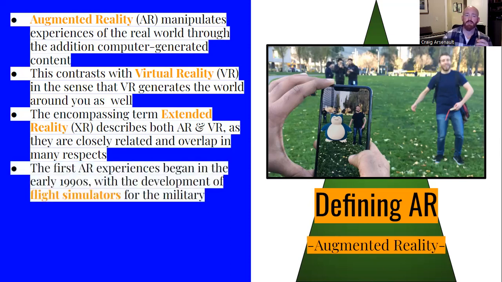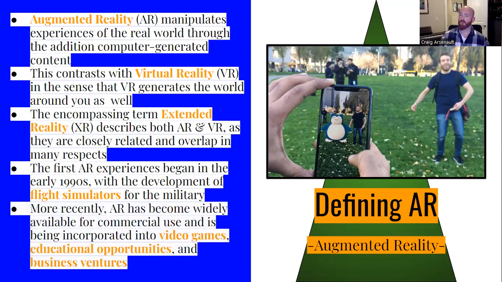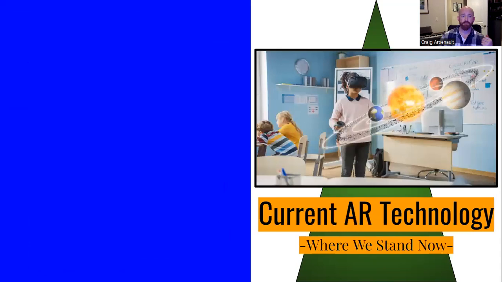The first AR experiences began in the early 90s with the development of flight simulators for the military. We've seen those. You have the headset on, you're seated in a cockpit, you have your handles here, and as you move them down, the screen shifts so that it looks like it's responding to your use of the console. This has helped military train people to fly for many years at this point. More recently, though, AR has become widely available for commercial use. It's being incorporated into video games like Pokemon Go. There are many educational opportunities already available and many business ventures coming out as well.